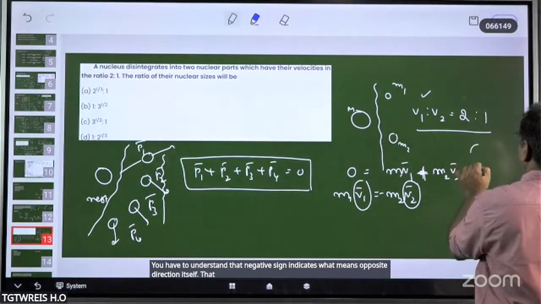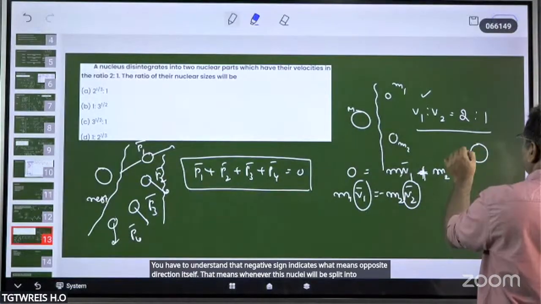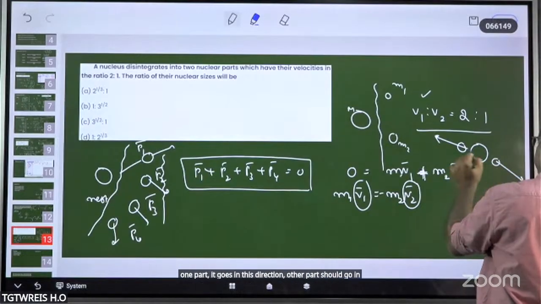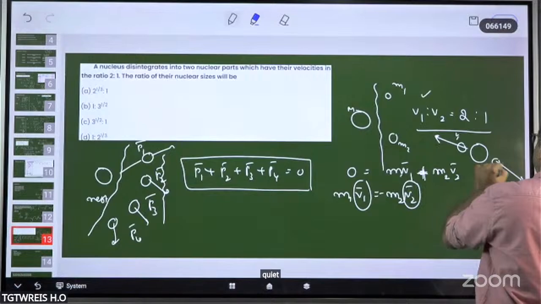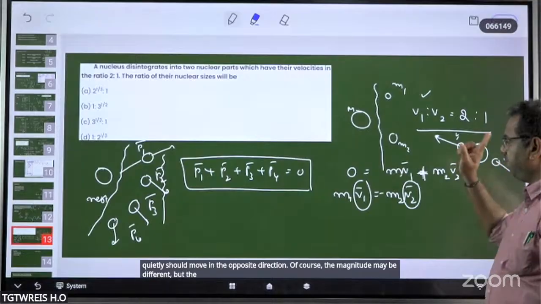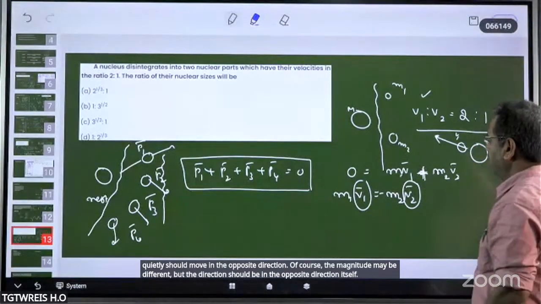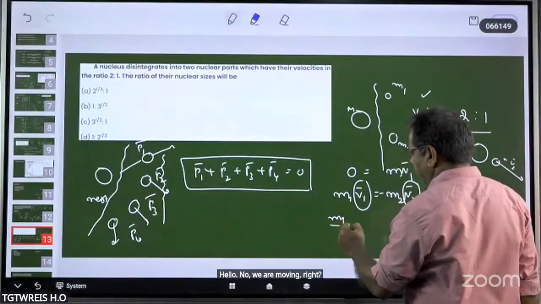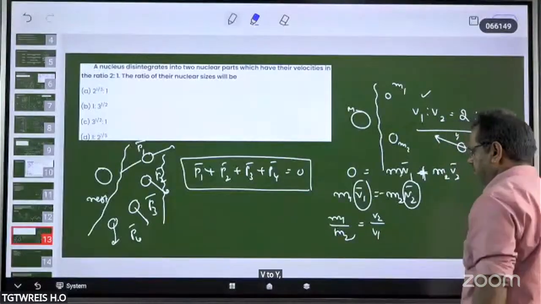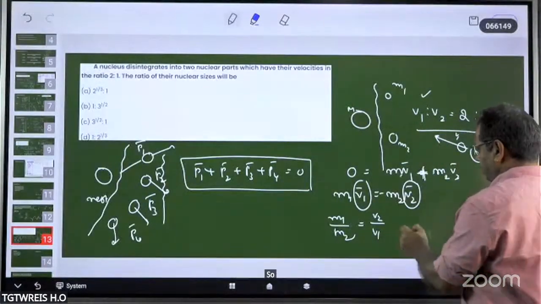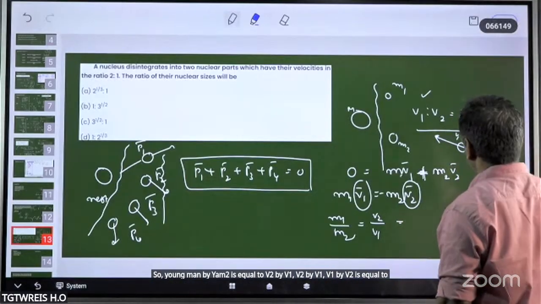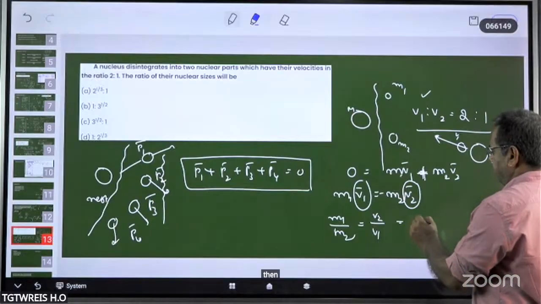That means whenever this nucleus splits into two parts, one part goes in one direction, the other part should go in the opposite direction. Of course, the magnitudes may be different, but the direction should be opposite. Now m1 by m2 is equal to, I am writing only the magnitude, v2 by v1. So m1 by m2 is equal to v2 by v1. v1 by v2 is given to you as 2 by 1, then v2 by v1 is equal to 1 by 2.